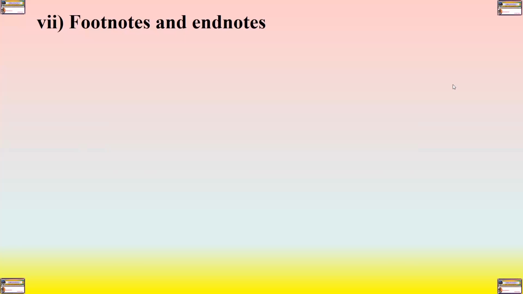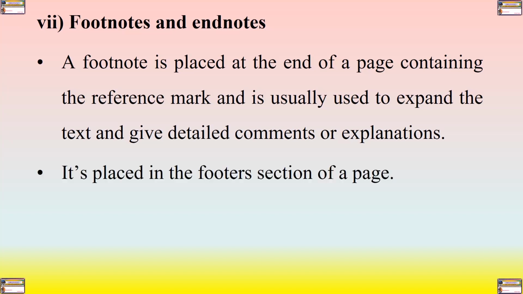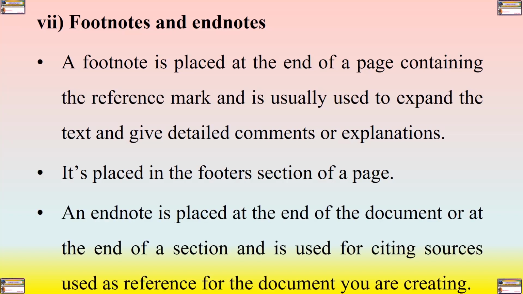The next activity that we can have as part of our formatting for a document is to add footnotes and endnotes. A footnote is placed at the end of a page containing the reference mark and is usually used to expand the text and give detailed comments or explanations. It's placed in the footer section of a page. An endnote, on the other hand, is placed at the end of the document or at the end of a section and is used for citing sources used as reference for the document you are creating.